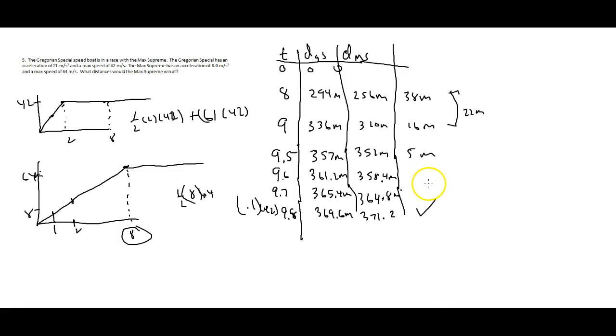So what distance would the Max Supreme win at? The Max Supreme is going to want a race that is 370 meters, because it knows it's going to get to 370 meters before the Gregorian Special. So you're looking at 370 meters is the distance you're going to want.